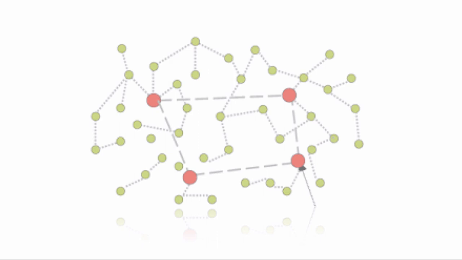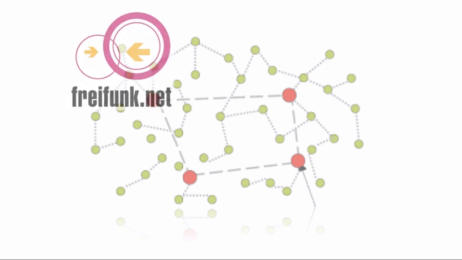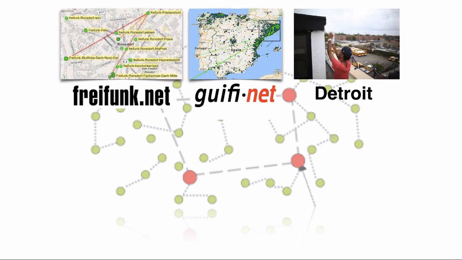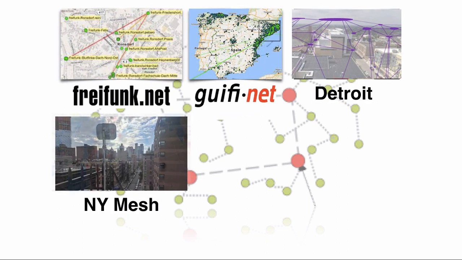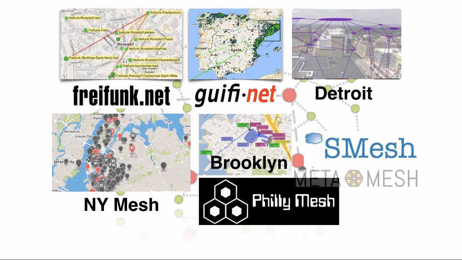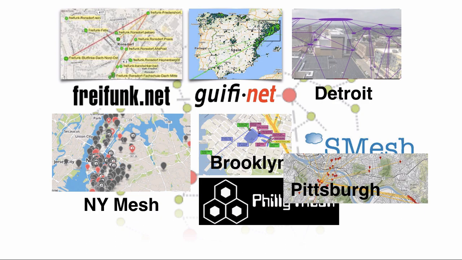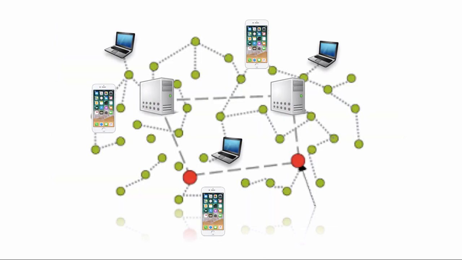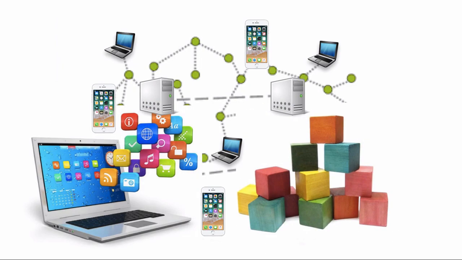Many cities around the world are building their own mesh networks to connect their citizens. Freifunk in Germany, Wi-Fi in Spain, Digital Stewards in Detroit, NYC Wireless in New York, Red Hook Wi-Fi in Brooklyn, Philadelphia, Baltimore, Pittsburgh, and many others. And now, in the wake of the net neutrality debacle, Fort Collins, Colorado is planning to launch its own municipal broadband. They will need software to run on these local networks.